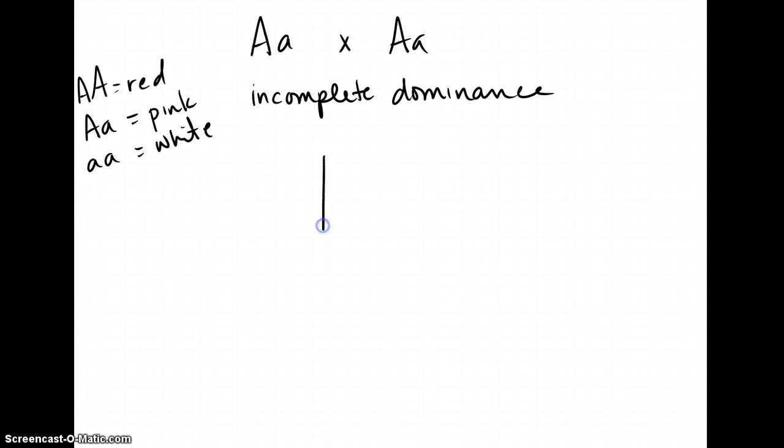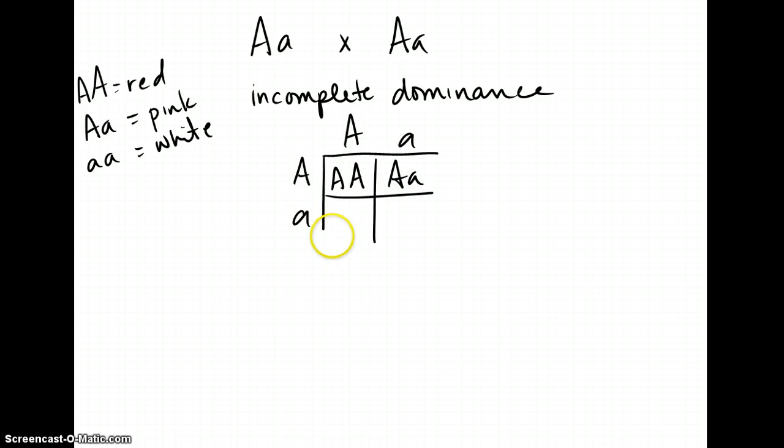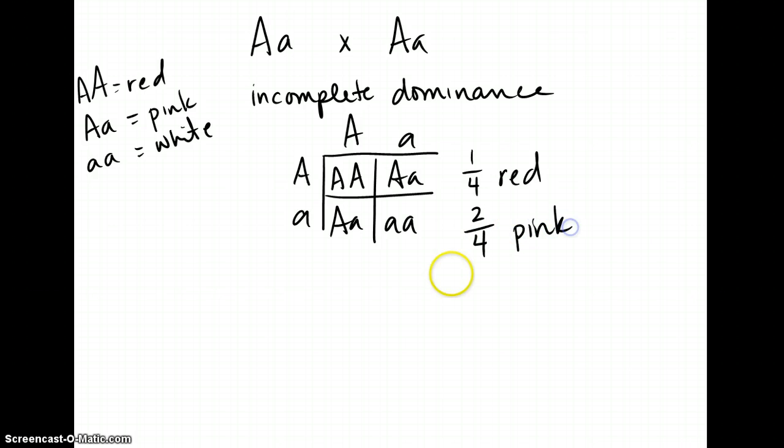So in this case, if you have big A, little a breeding with big A, little a, you have the same Punnett square as the one we did before, but the results are that you have 3 different phenotypes versus just 2. So in this case, 1/4 will be red, 2/4 will be pink, and 1/4 will be white. So you can always tell when something is showing incomplete dominance in that you have 3 phenotypes instead of just 2.